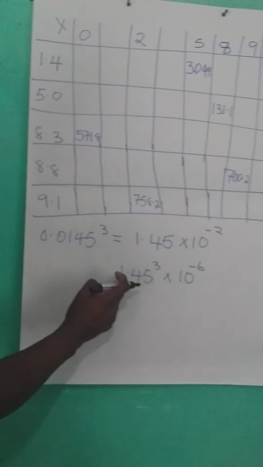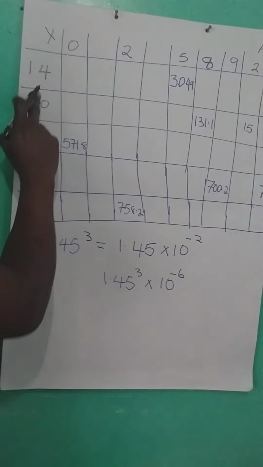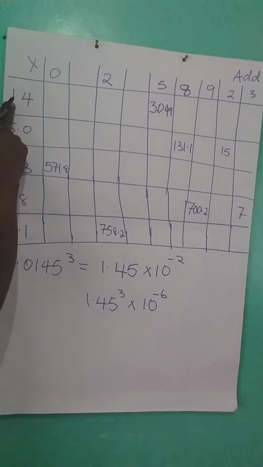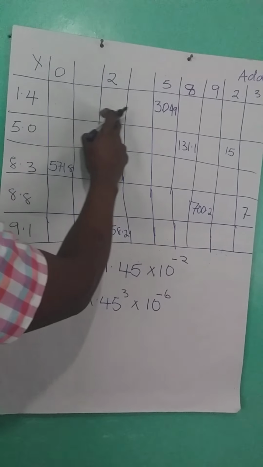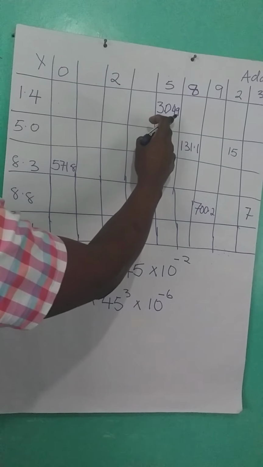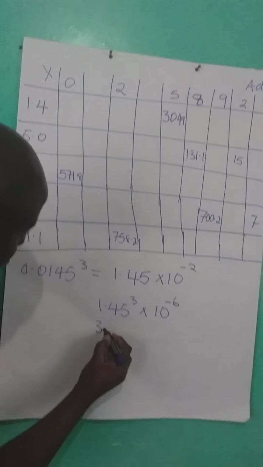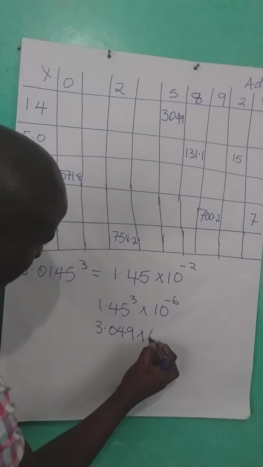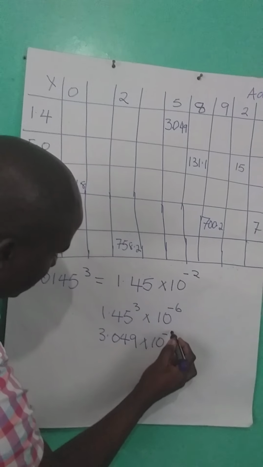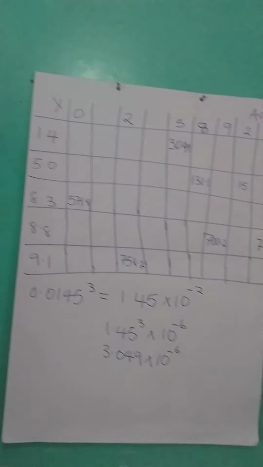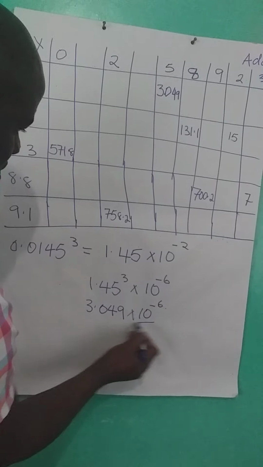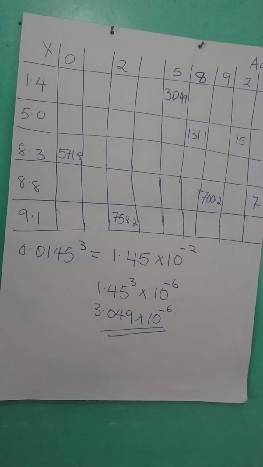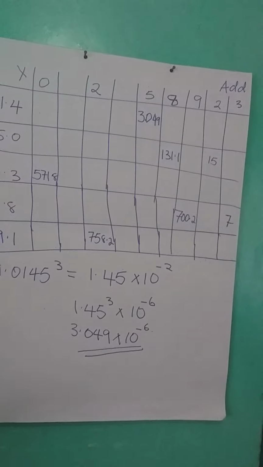Now from our table, 1.45 cubed is, you go to the column under x, you find 1.4, then you move along that horizontal to 5, you get 3.049, then you multiply this one by 10 raised to power negative 6, and this one is the cube of that particular number.